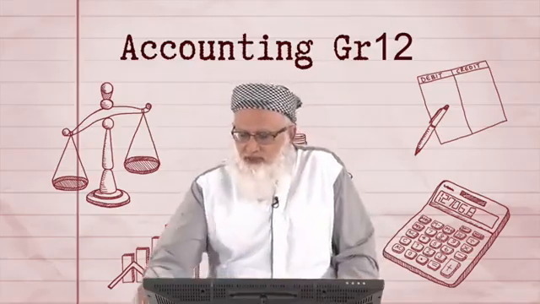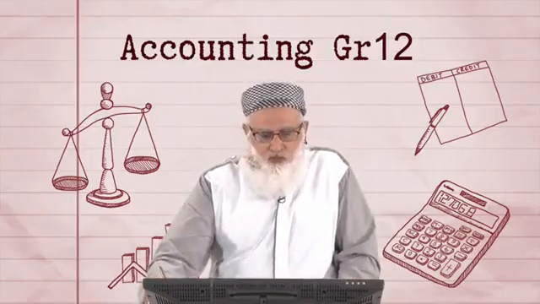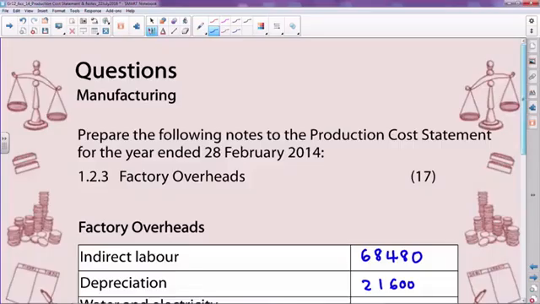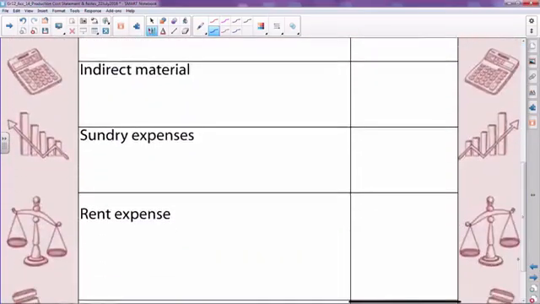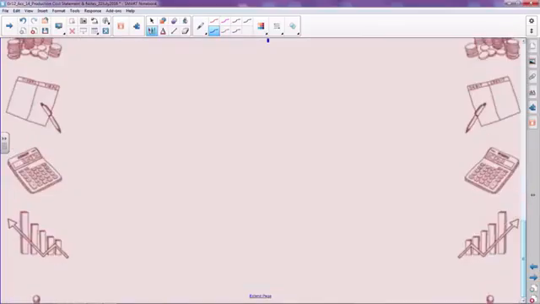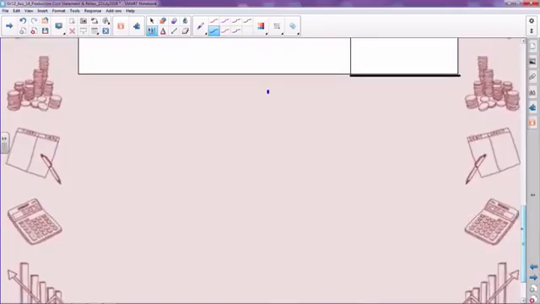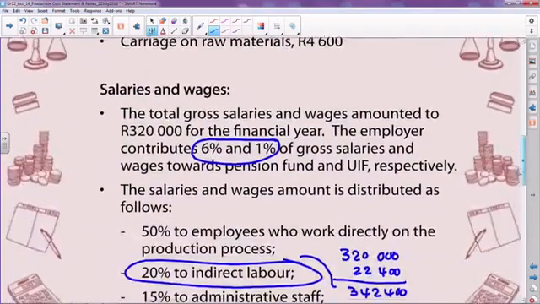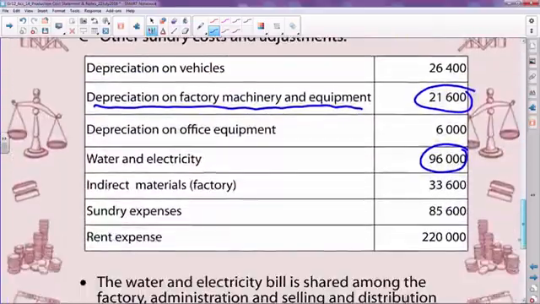Okay, next one, water and electricity. What do we know? We know that water and electricity amounts to 96,000 Rand. Okay, so immediately we say, fine, take that 96,000 Rand, and we start off with the 96,000 Rand as the total water and electricity bill. But is it all for the factory? Let's see what it tells us.